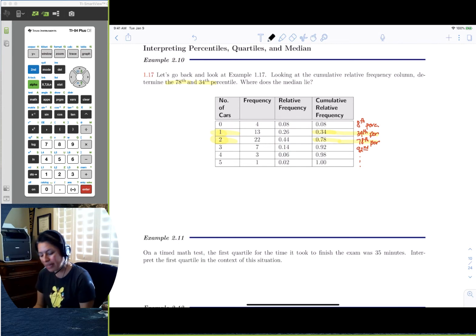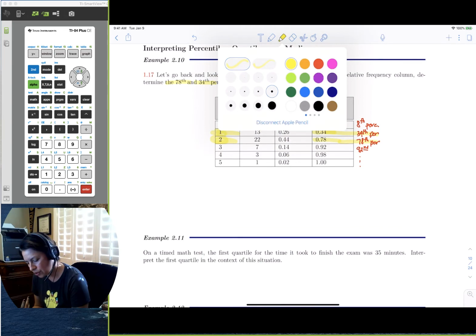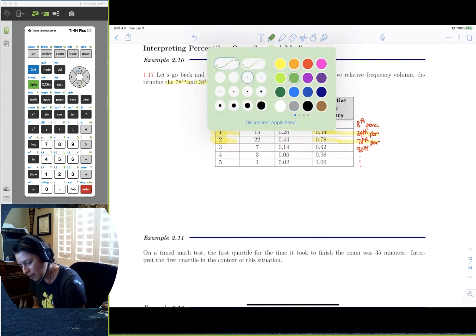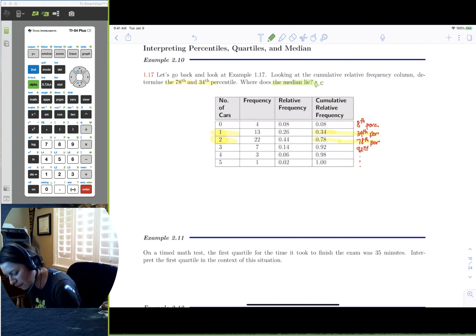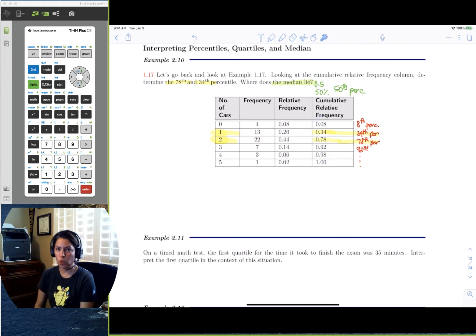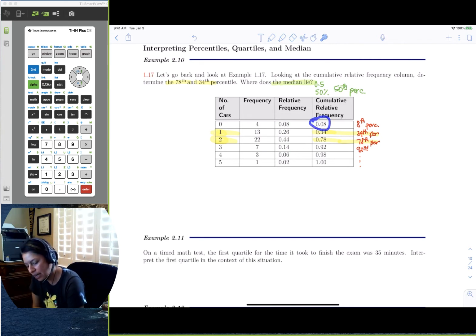So where does the median lie? And you're like, what? I don't know. There's no 0.5 anywhere, right? Because the median is 0.5 or 50% or the 50th percentile. And if we look here, I don't see 0.5 anywhere, right? Well, it's kind of hidden. Because cumulative relative frequency says that 8% have 0 cars in their household.